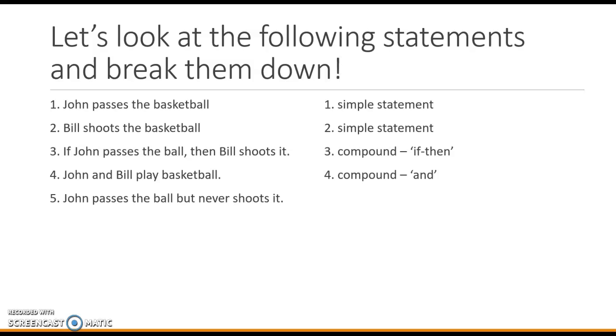And then we get to number 5. John passes the ball, but never shoots it. The connective is but. So now we have a compound statement joining the 2 statements. John passes the ball, and a simple statement, John never shoots it. So those are the pieces. Now, when you have the connective of but, it's kind of like using the word and, right? John passes the ball, and he never shoots it. So it's kind of the same basic idea.